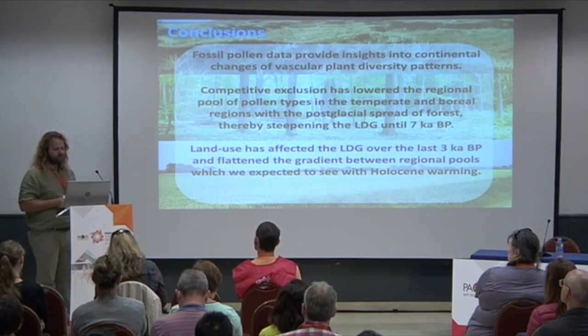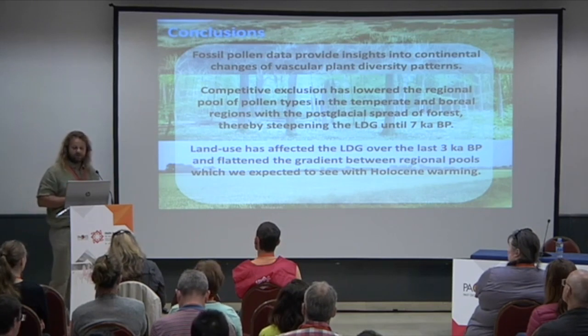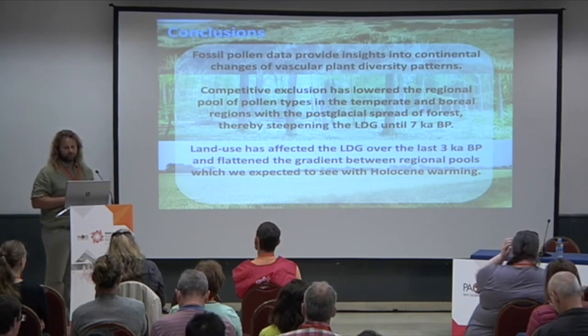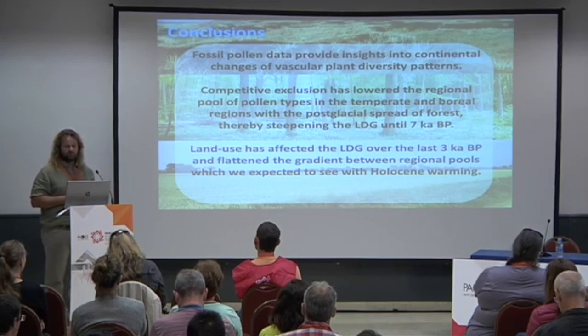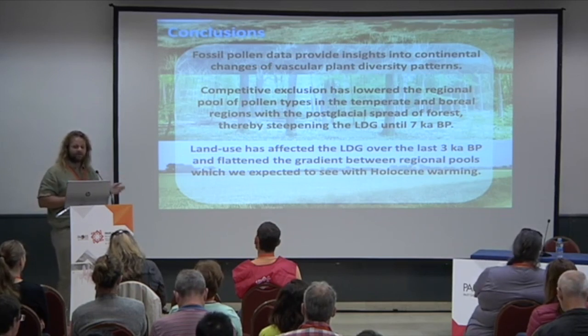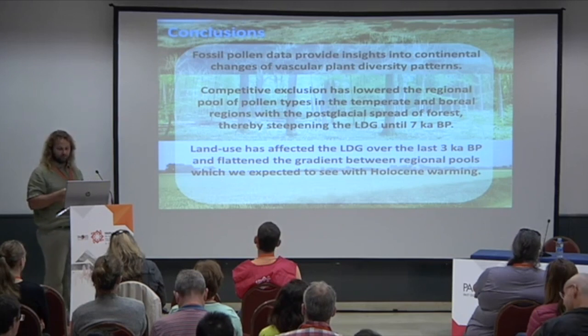And we clearly see in Europe the effect of land use, which has affected the latitudinal diversity gradient over the last 3,000 years and actually flattened the gradient between the regional pools, which we had expected to occur with the beginning of the Holocene warming.